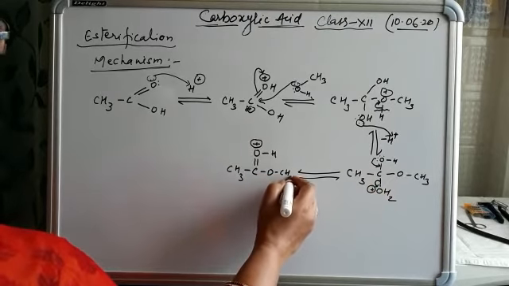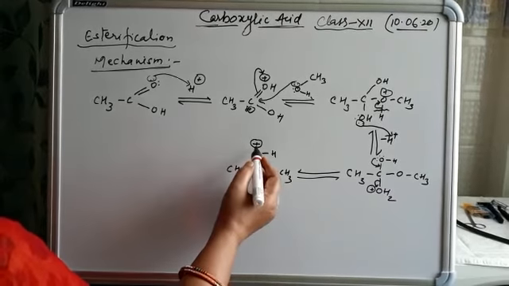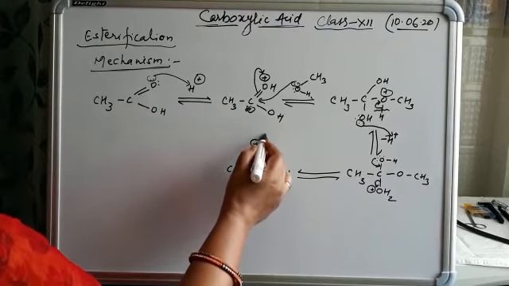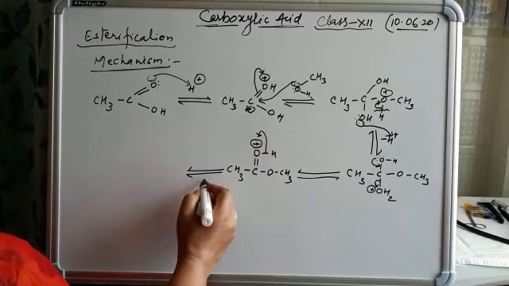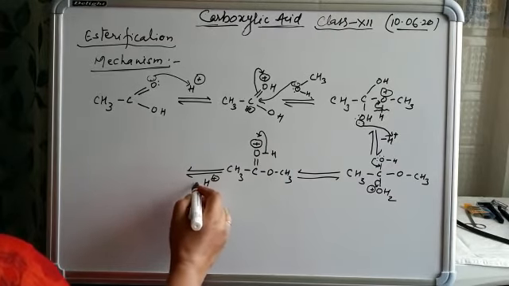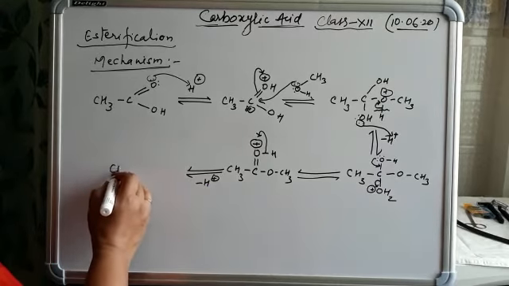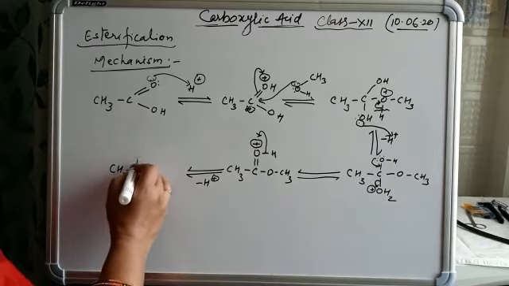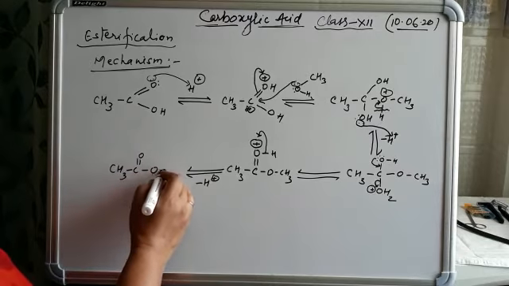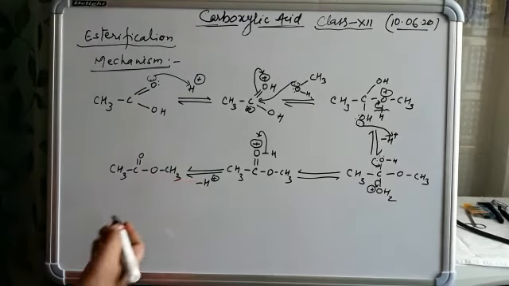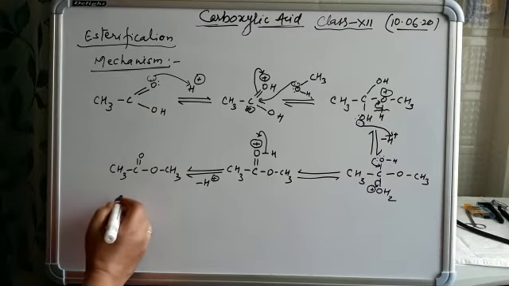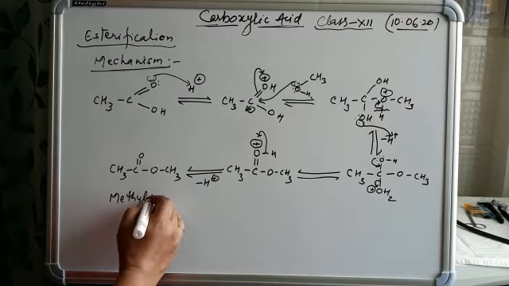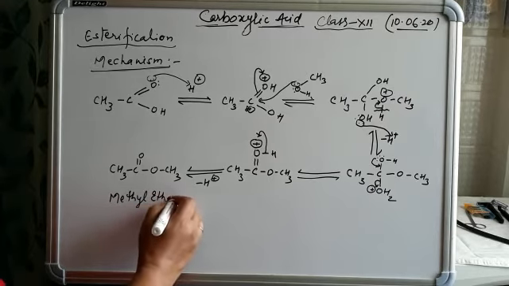is the CH3. Positive charge appears on the oxygen, so it takes the electron, and here the removal of H plus takes place. H plus is removed, and the formation of CH3, C double bond O, and CH3. Here the desired product ester will be formed, methyl ethanoate.